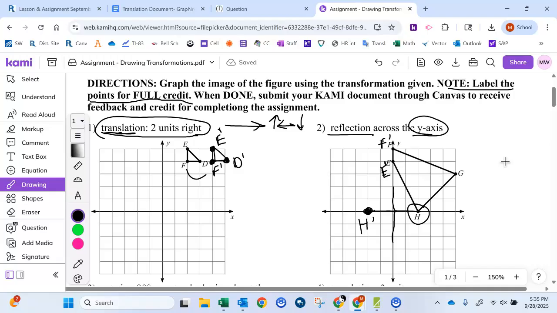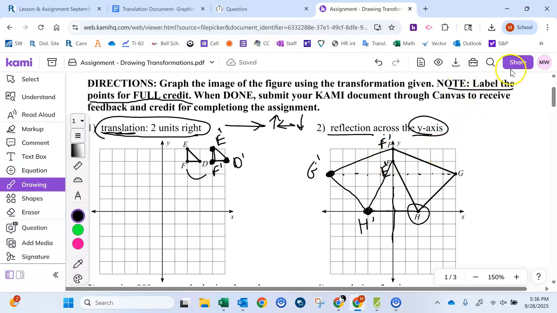But G is going to be easier. So that's 1, 2, 3, 4, 5 away. 1, 2, 3, 4, 5. So G prime goes here, and then I connect. Make sure I do this right. So this goes like this. The shape should look the same. If it doesn't, that tells you you didn't do it the right way. So see how these 2 shapes are the same? And they're labeled, okay? So that's how we do it.